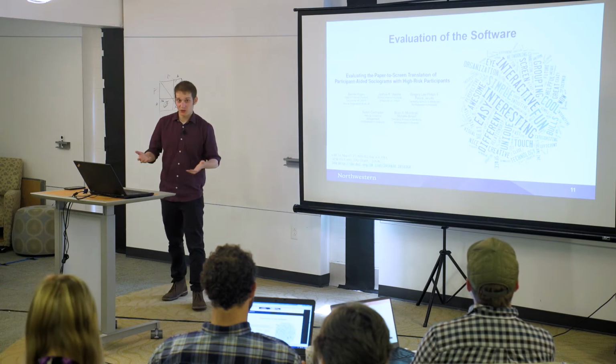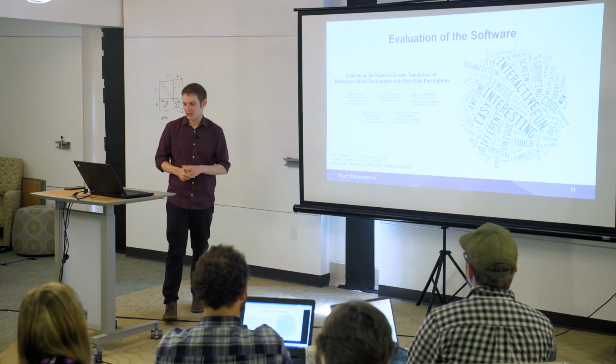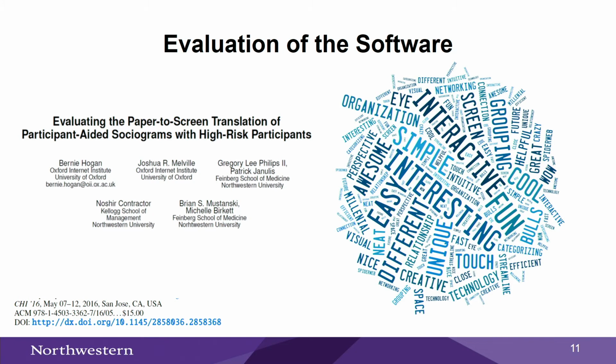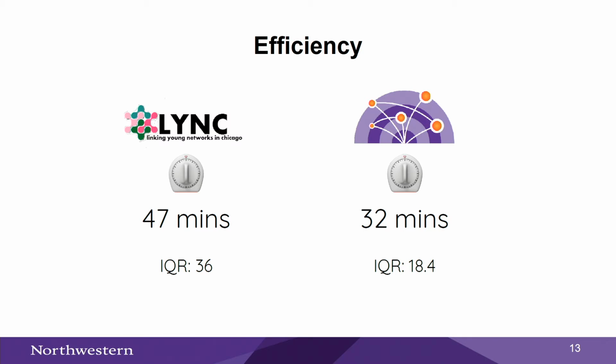Because this was a new methodology, we did want to do some initial examining of the validity, or at least evaluating how it worked. So we have a CHI paper, or Bernie led this CHI paper. On the right, we just have this word cloud. We asked folks to provide a one-word description of their understanding of the software. And so we have things like interesting, interactive, simple, different. We also used standardized usability scales, and in this case, people found it very usable. So we achieved our goal, at least to the extent that we had something that people thought was intuitive and easy to use. It was also a lot more efficient. So the link study averaged 47 minutes with a pretty wide variance. The radar study, which was almost an exact translation of this protocol, was much shorter with a smaller variance.